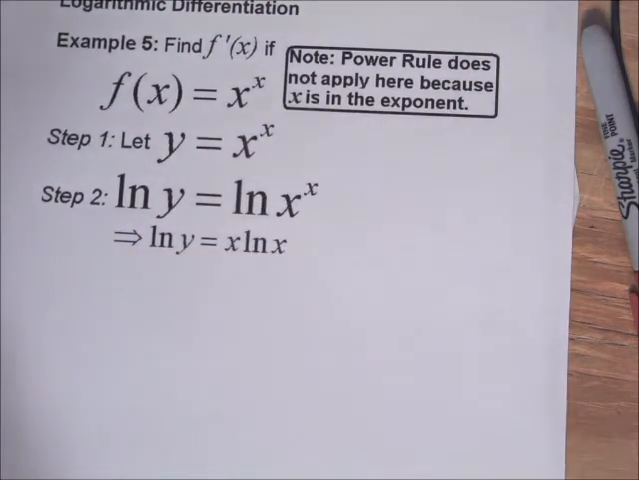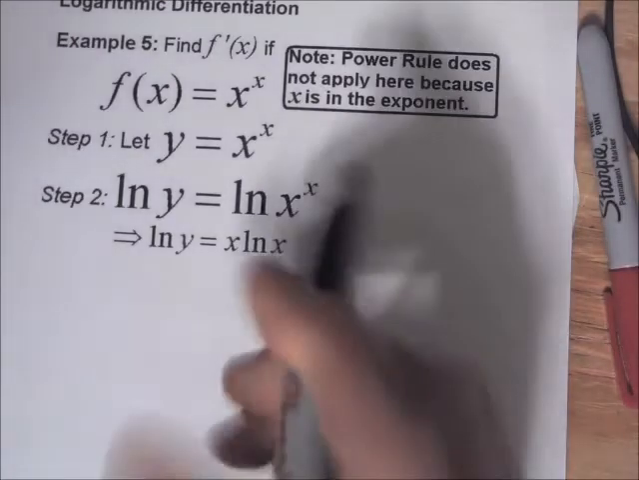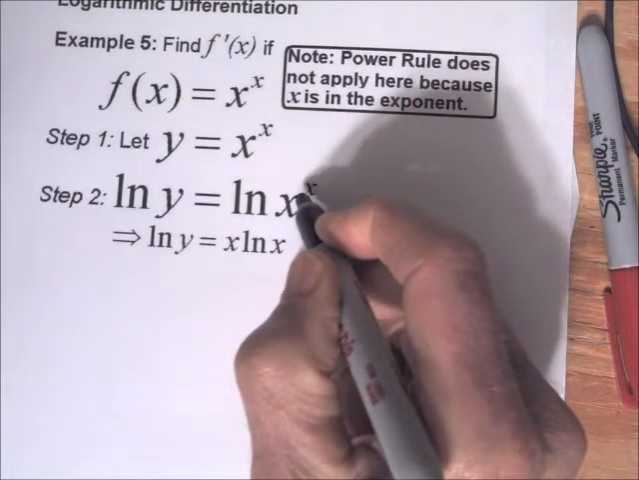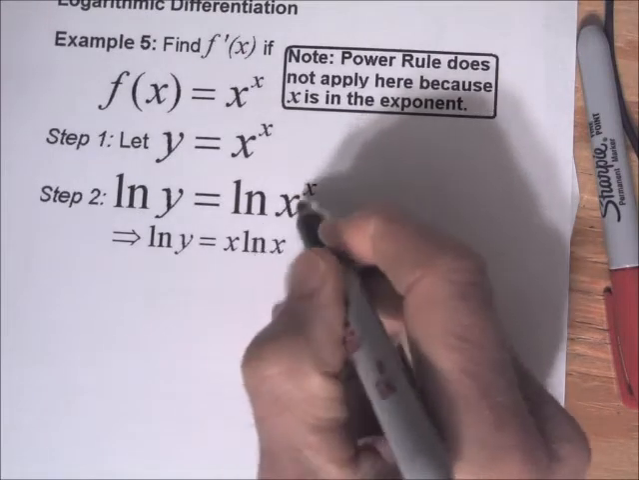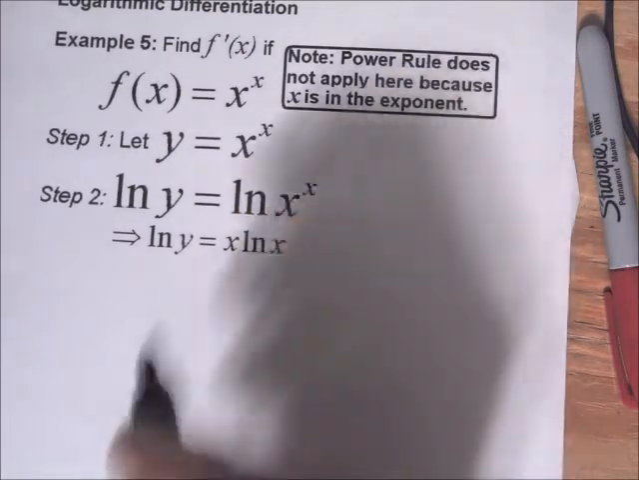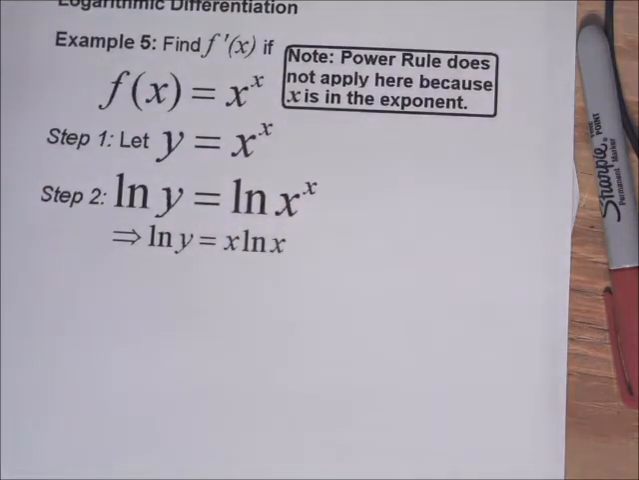sides, and we can use the property of logarithms. The log of an exponential function is the exponent times the log of the base, so the exponent can come out in front. So now instead of having a power to a power, we have a product. So taking the log of both sides turns the exponent into a product. So now we can use the product rule and use implicit differentiation on both sides.